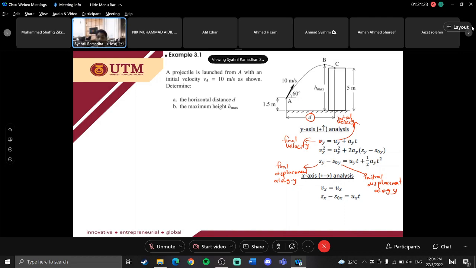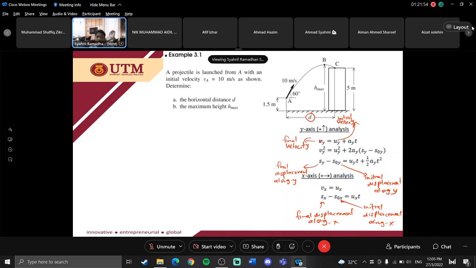So Uy is the initial velocity along Y, Vy is the final velocity along Y, and t is time. Along X, the information that you need to know is the final velocity, the displacement along X, and S naught X, which is the initial displacement along X.